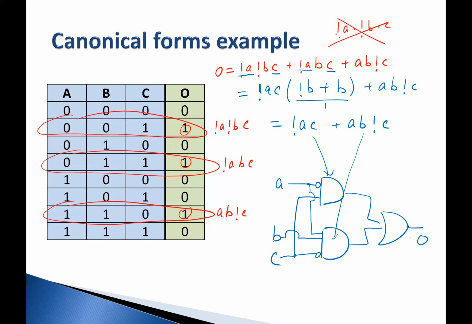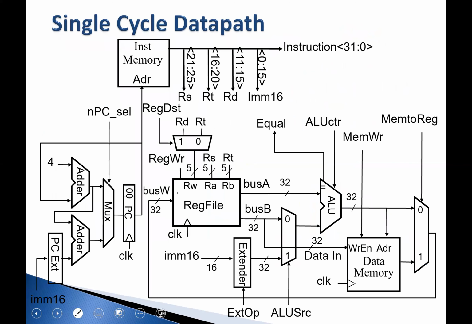In the last lecture's video, because I copied the table wrong, I had the wrong answer, but the idea is the same. Just locate all the rows with output equals to 1, and that's it. All right, so let's go back to your data path.